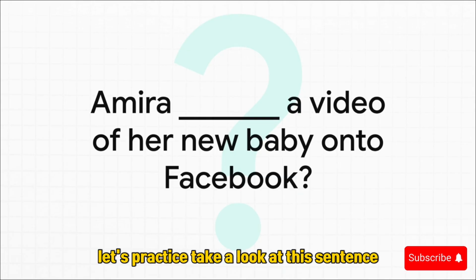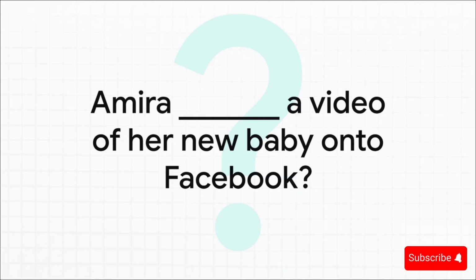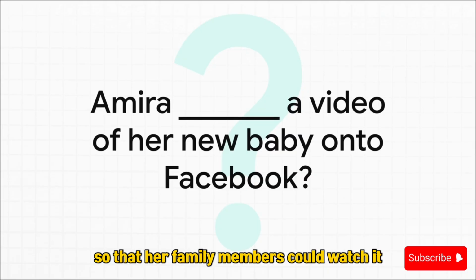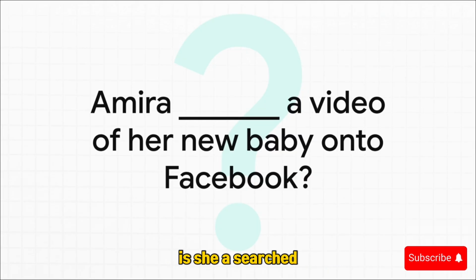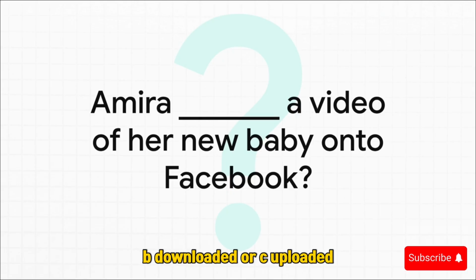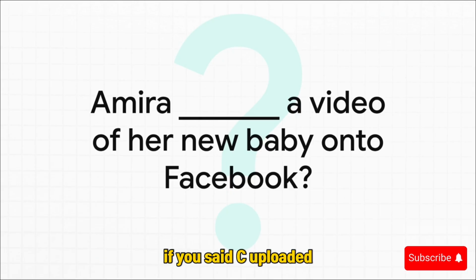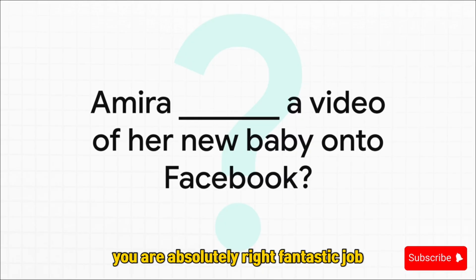Let's practice. Take a look at this sentence. Amira blank a video of her new baby onto Facebook so that her family members could watch it. Is she A, searched, B, downloaded, or C, uploaded? She's sending the video up to the internet. So if you said C, uploaded, you are absolutely right.